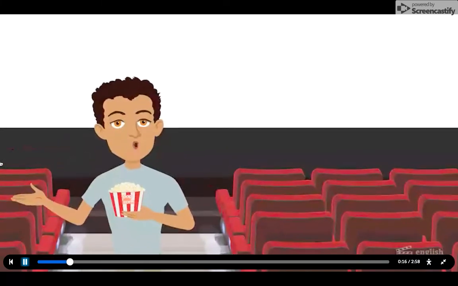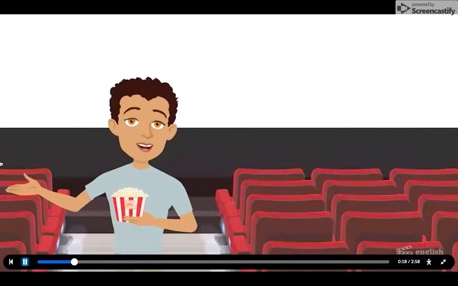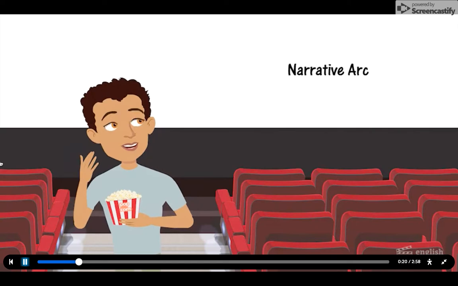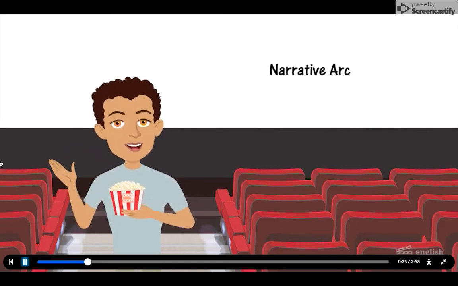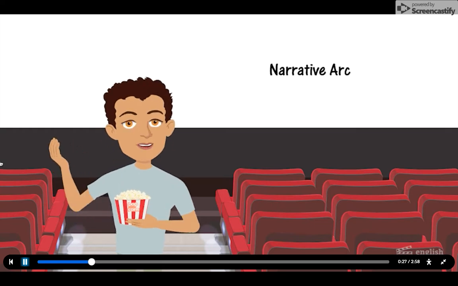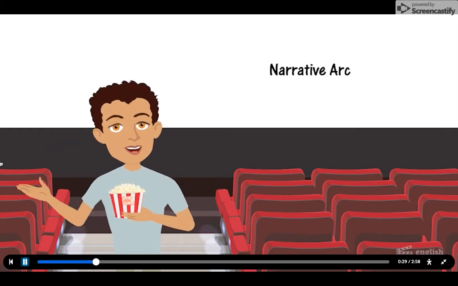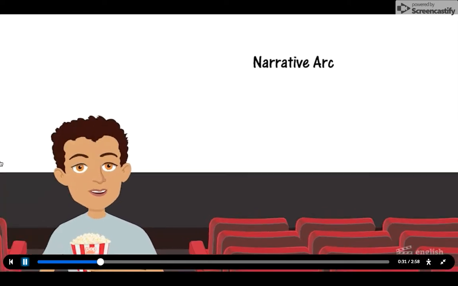They all tell a story, and the development of the sequence of events in that story is called a narrative arc. Narrative arc is sometimes called plot arc, and it refers to the chronological order of plot events, the beginning, the middle, and the end of a story.